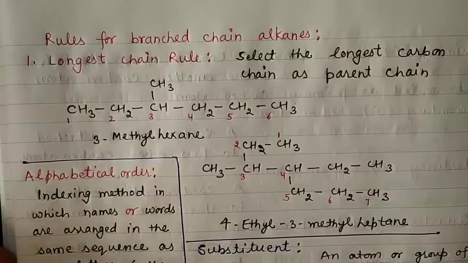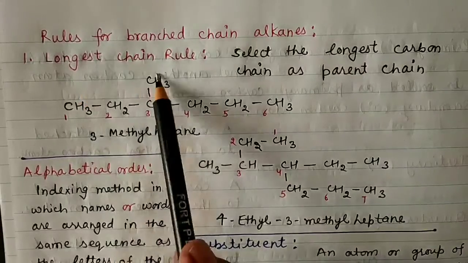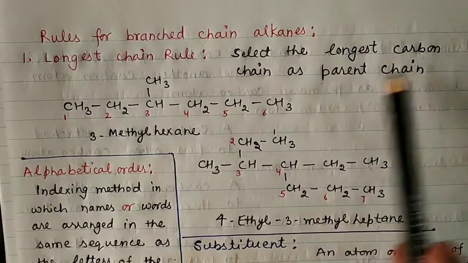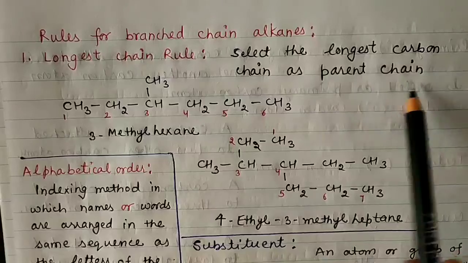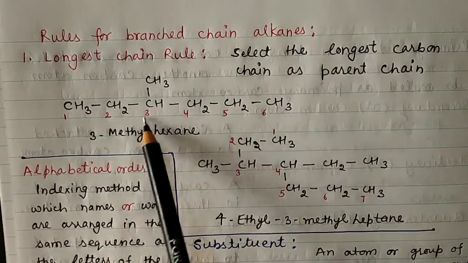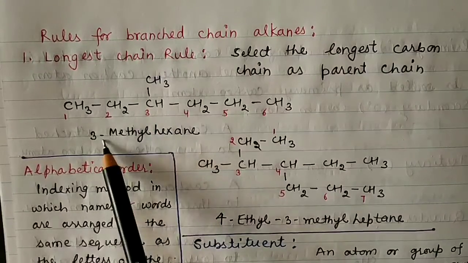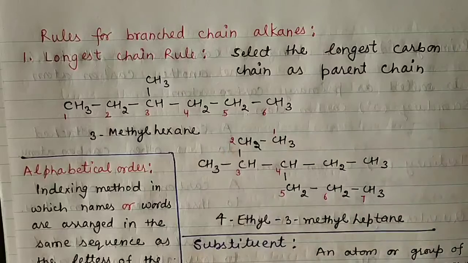Next one is the rule for branched chain alkanes. Longest chain rule: select the longest carbon chain as the parent chain. Like this is the longest carbon chain. So 6 carbon, and in the third position we have the methyl group. So this is 3-methylhexane.